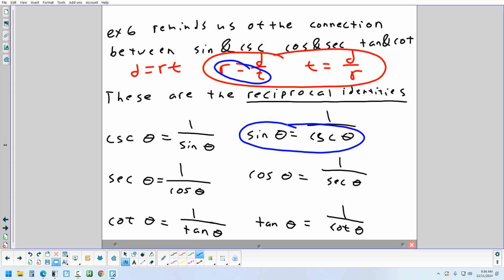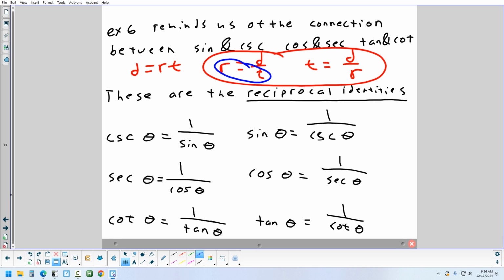What I'm trying to emphasize by repeating them is the connection. If you flip sine, you get cosecant. If you flip cosecant, you get sine. If you flip cosine, you get secant. If you flip secant, you get cosine. Just goes back and forth. Flip tangent, you get cotangent. Flip cotangent, you go back to tangent. So those are called reciprocal identities.